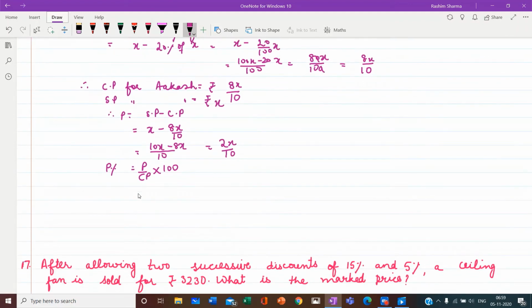So gain percent is equal to gain upon CP into 100. Here I am writing profit because profit and gain are one and the same thing. So we get here 2x upon 10 upon CP, and CP we get here 8x upon 10, into 100. Okay, so we get 2x on 10 into 10 on 8x into 100. 10 cancels here, 2x and 8x give 4 and 25. So our answer is 25%.